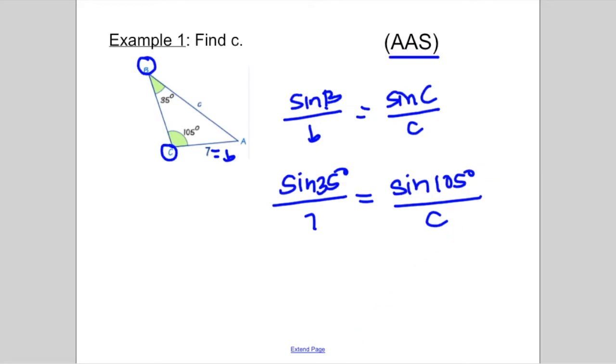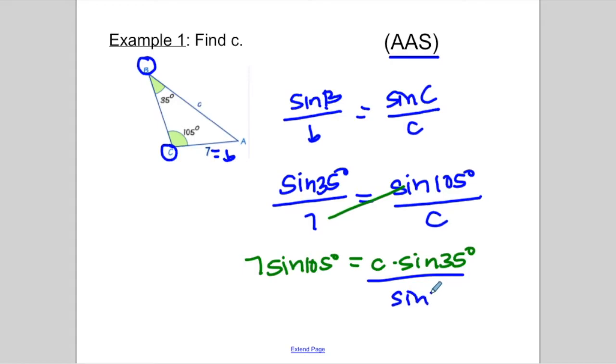Then the way we handle this is we cross multiply. So I have 7 times sine of 105 is equal to c times sine of 35 degrees. And I want to solve to get c by itself. So the way I do that is I divide both sides by sine of 35 degrees.